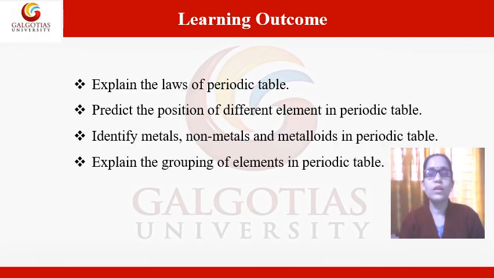What are the learning outcomes of today's class? After the class, every student can explain the laws of the periodic table, predict the position of different elements in the periodic table, identify metals, non-metals and metalloids in the periodic table, and explain the grouping of elements in the periodic table. That means how we group different elements in the periodic table. So each and every student can explain after the class.